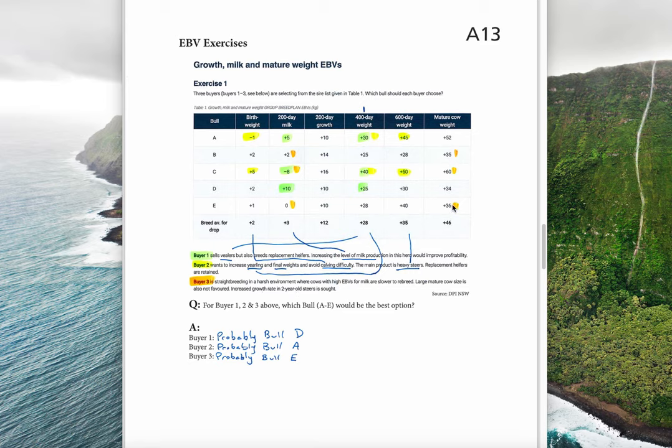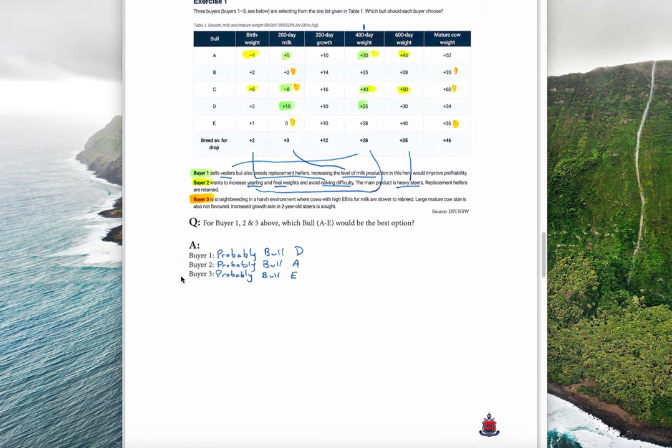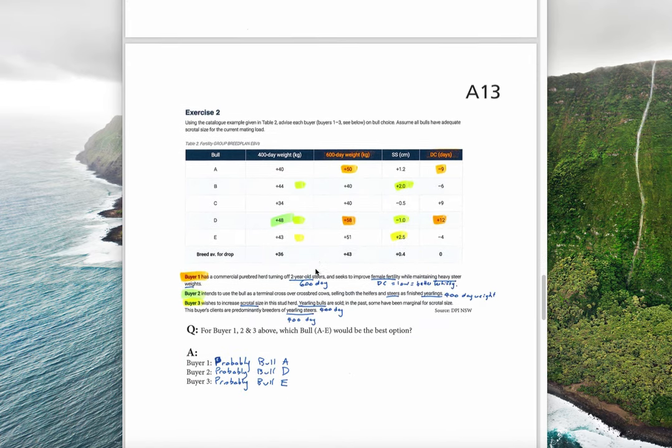So how do we decide between, say, these two? Well, this one has a lower mature cow weight. This one has 0 milk, so there's no increase in milk volume, which is good because it will rebreed quicker. Whereas this one up here has a plus 5 for milk. So that basically says we really need to choose E there. It's clearly E in that case. So I said probably bull E.